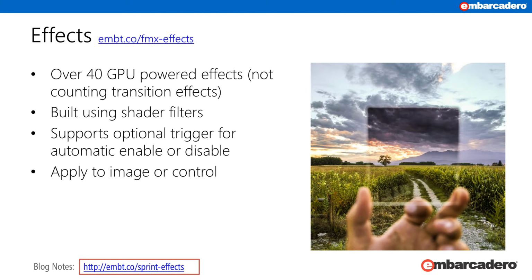Okay, so effects. There are over 40 GPU powered effects available to you, and that's not including the transition effects, which we'll talk about later. They're built using shader filters. This means they take advantage of the GPUs. They use the shader language of the GPU to be very powerful and very fast. The effects have optional triggers that you can use so that they can be applied automatically. That means you can put an effect on a control and then have a trigger for when the mouse is over the control or when the checkbox is checked or whatever to enable that effect. And so then you can add a glow effect to a control very easily. It can be very flexible. You can do whatever you want with it. Very cool. You can apply it to both images and controls, which is kind of interesting. Some of the examples we originally shipped showed it applying to images, but today I'm going to show you how to apply it to controls as well.